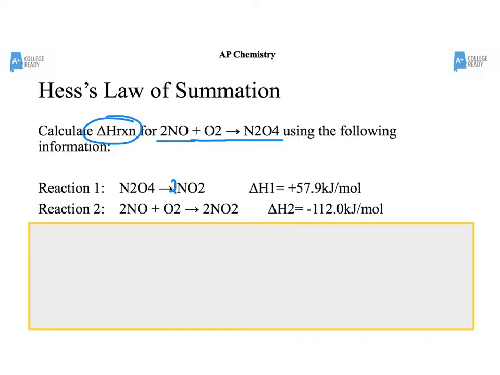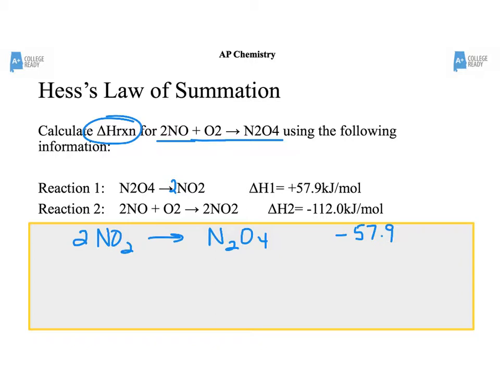All right, so reaction 1 has dinitrogen tetroxide. And notice that that is one of the things in our overall reaction. But the problem is, in reaction 1, it's a reactant, and we need it to become a product. So what are we going to do to reaction 1? We're going to flip it. So I'm going to rewrite it: 2NO2 is going to give us N2O4. And because I flipped that, I'm going to flip the sign of the enthalpy, and I'm going to make it a negative.